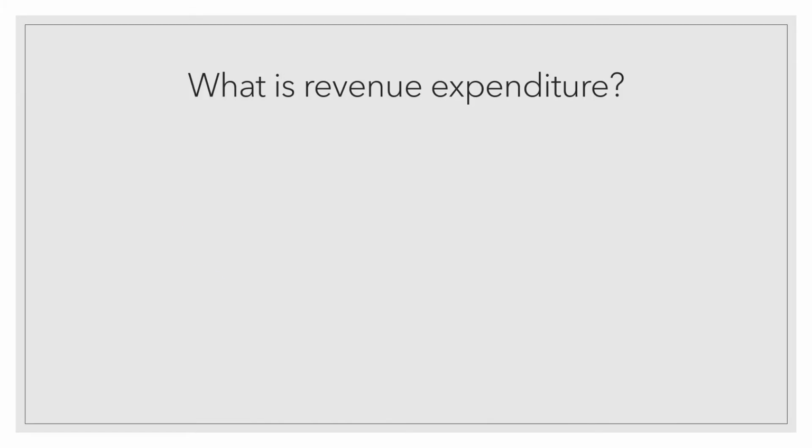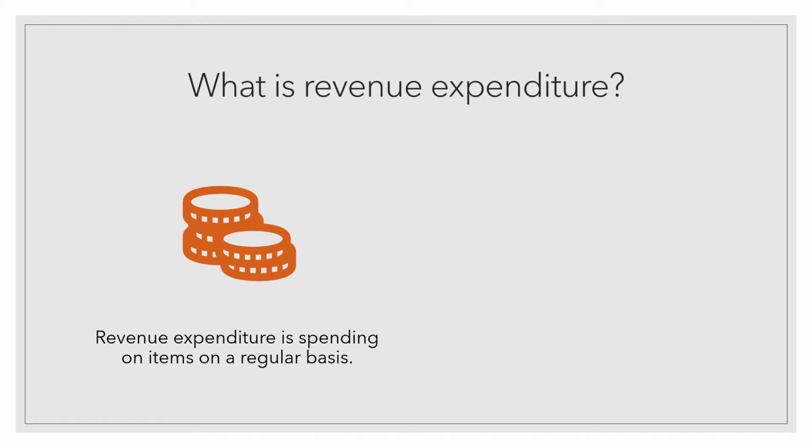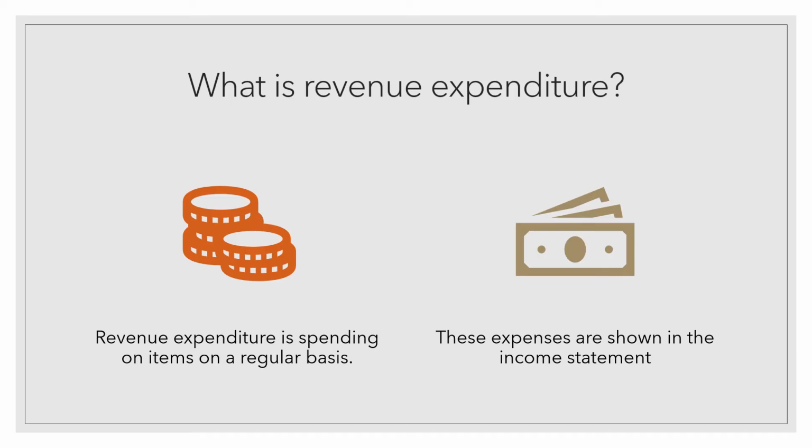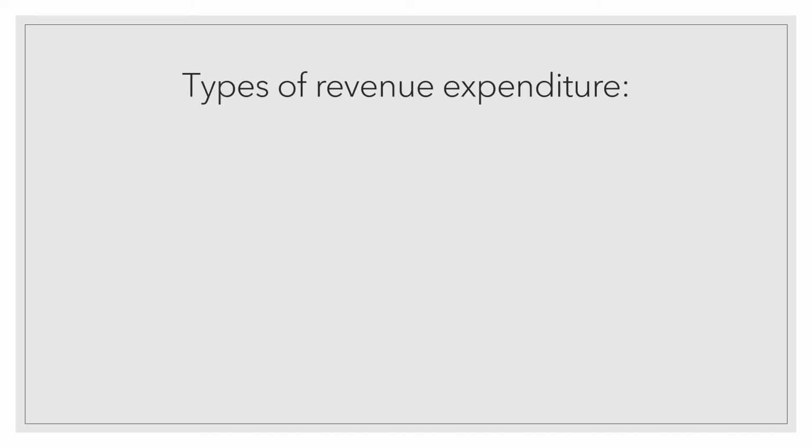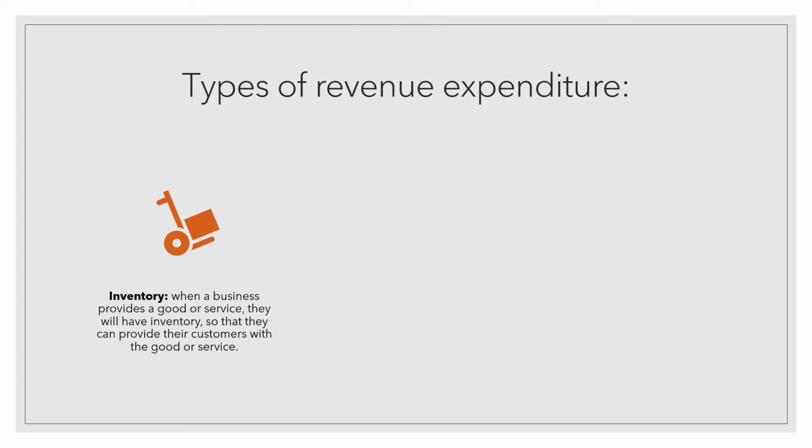What is revenue expenditure? Revenue expenditure is spending on items on a regular basis. So these expenses are shown in the income statement. What are the types of revenue expenditure? The first one is inventory. This is when a business provides a good or service, they're going to have inventory so that they can then provide their customers with the good or service.